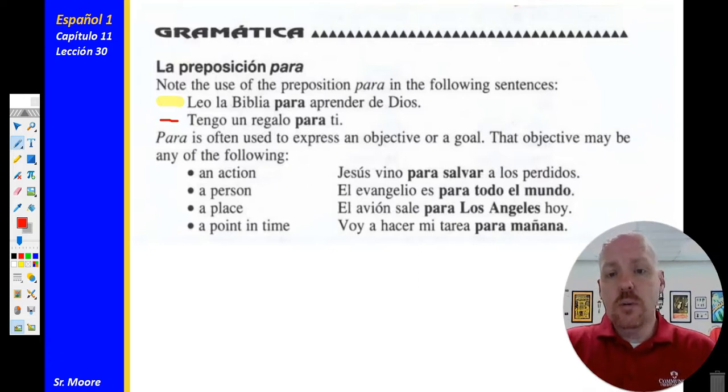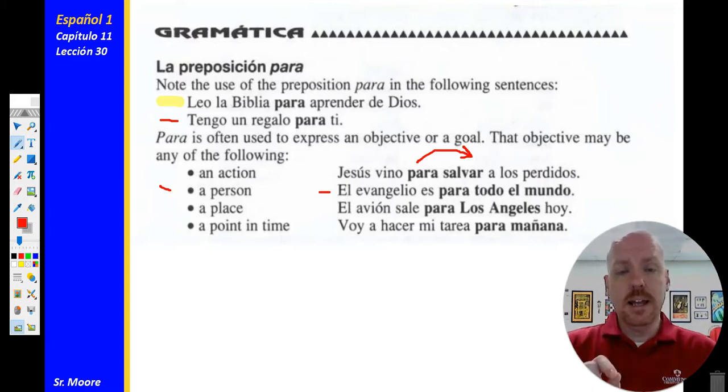Jesús vino para salvar a los perdidos. Jesus came in order to save. He came looking ahead in order to save the lost. It could be a person. El evangelio es para todo el mundo. The gospel is for, it is headed to, it is for all the world. It could be a place. El avión sale para Los Ángeles hoy. The plane leaves for Los Angeles today. That is where it is headed.